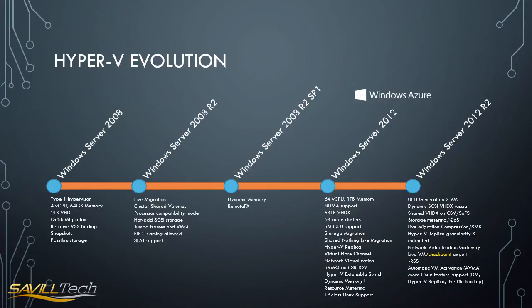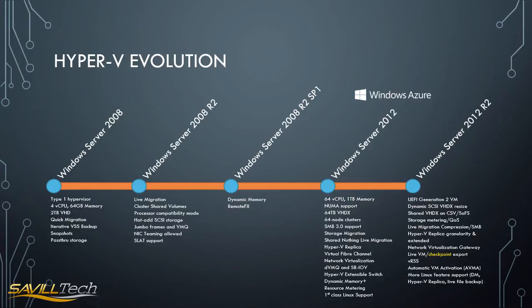Network virtualization. Actually, now it's simpler. There's some additional features, and a gateway is now included. So this enables you to connect different virtual networks together, or even connect to the physical network fabric.